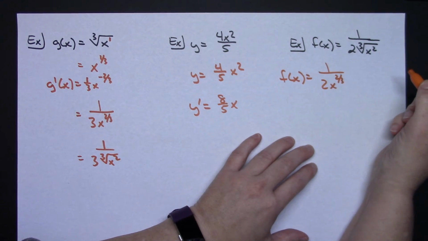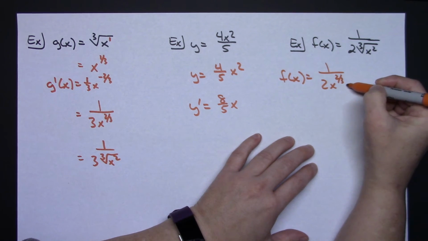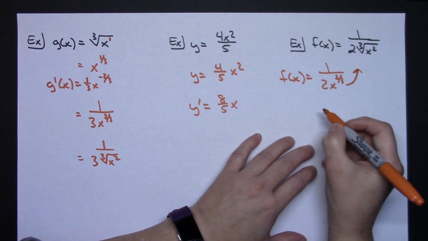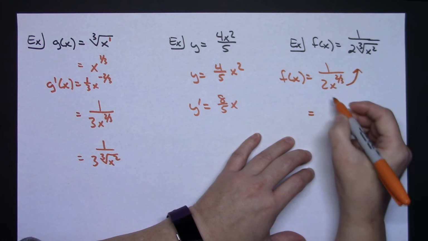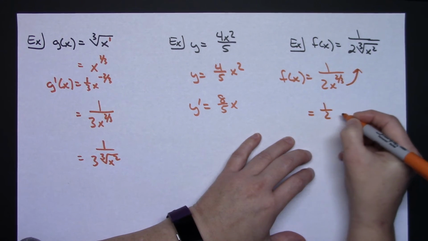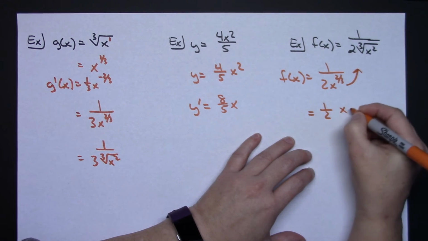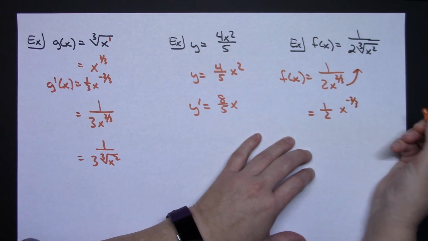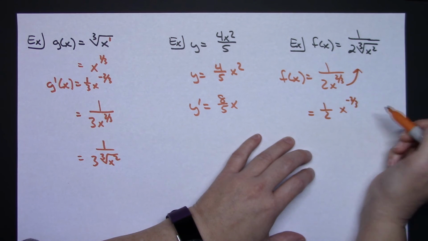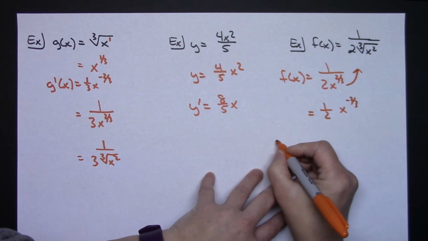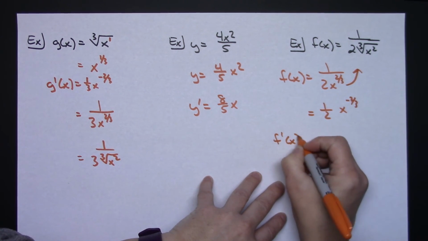Alright, now I want to be able to implement power rule, so let's move the base with its exponent up to the top. And I'm going to rewrite this out in front here. So I'm going to go 1/2 and then x to the negative 2/3. Okay, now I think I'm finally ready to take the derivative because I've got power rule implemented here. So f prime of x.